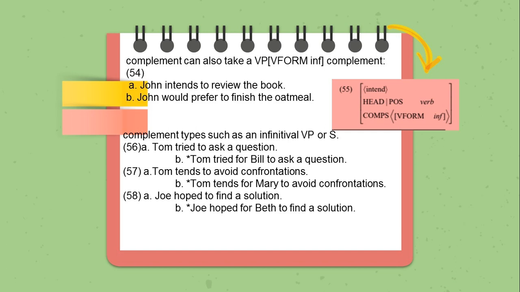56. A. Tom tried to ask a question. B. Tom tried for Bill to ask a question. 57. A. Tom tends to avoid confrontation. B. Tom tends for Mary to avoid confrontation. 58. A. Joy hoped to find a solution. B. Joy hoped for Beth to find a solution.